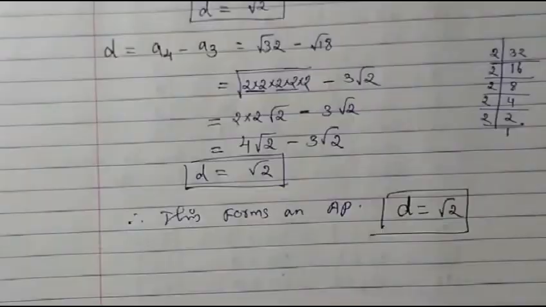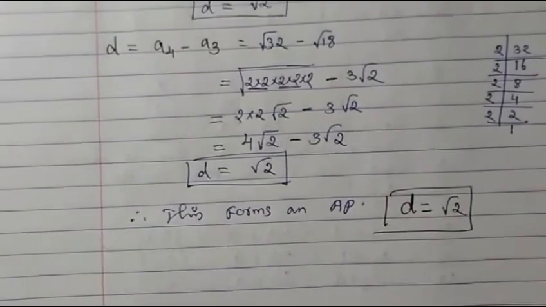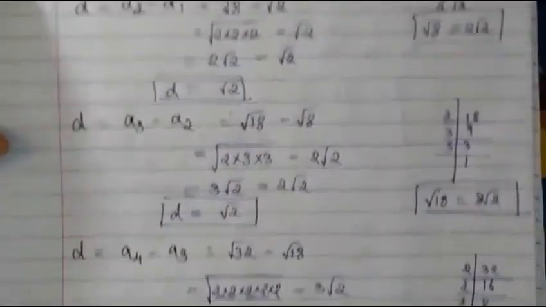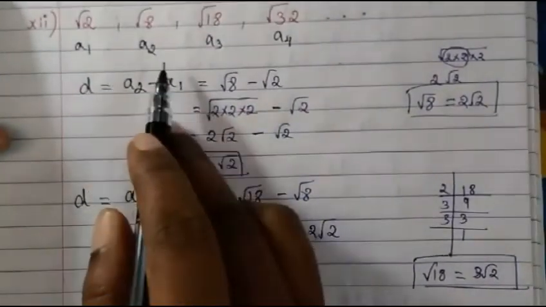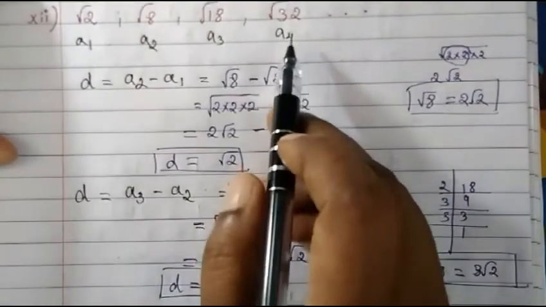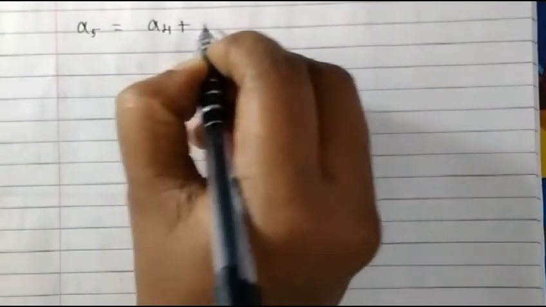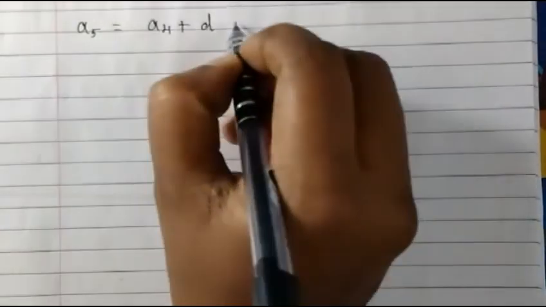Now we have to get the 3 more terms. We got the d value. Now to form the 3 more terms, we have A1, A2, A3, A4. So we have to find A5, A6, A7. So let's write down. Our d value was root 2. So we have to find A5. A5 means with A4 you have to add the d value. So A4, what was A4?